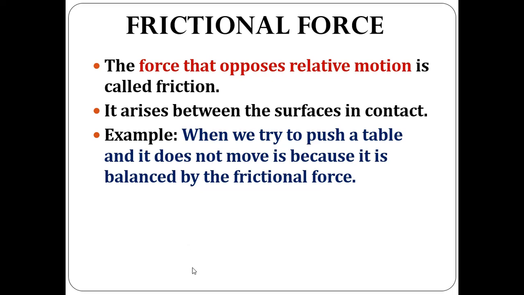For example, when we try to push a table, if it does not move, it is because the push is balanced by the frictional force. There is a force which opposes the motion of the table. So when we are trying to push a table, we cannot move it because it is balanced by the frictional force. Frictional force is the force which opposes the relative motion.